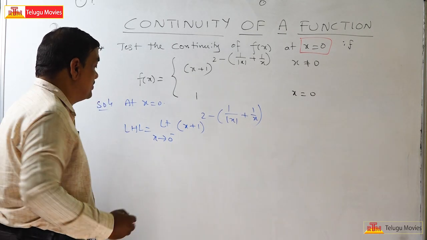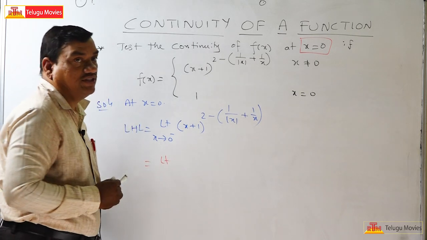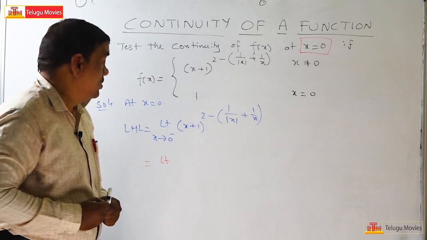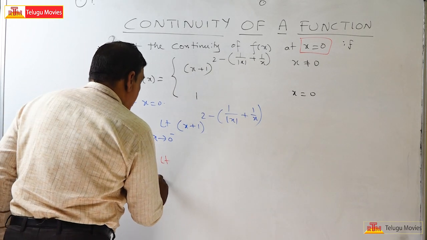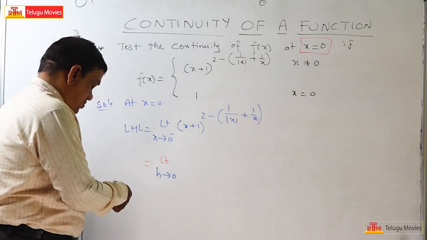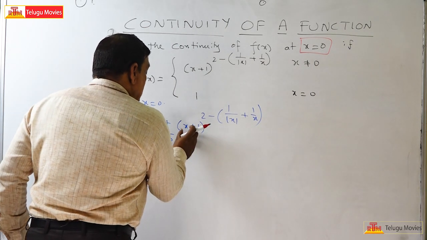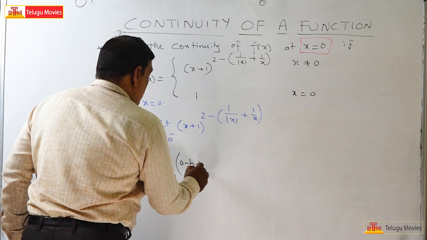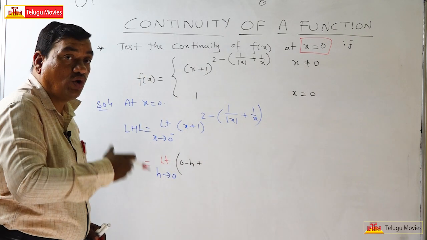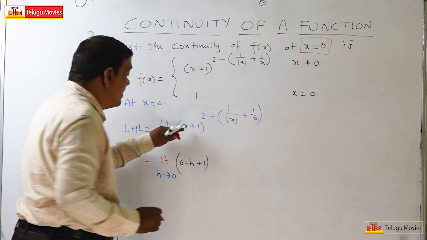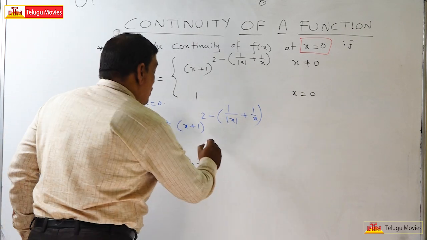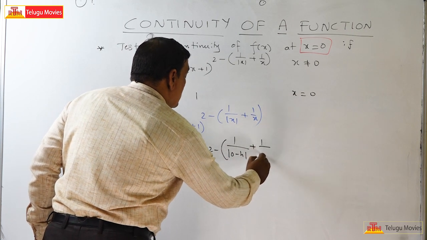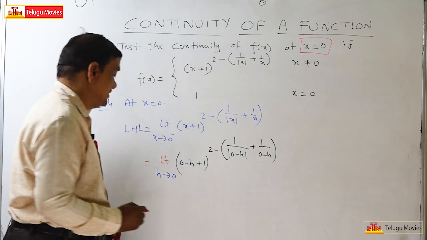Now let us check the function here. Let us convert this problem into h, where h is an infinitesimal, a very small value, as we already discussed. So as x tends to 0 minus, h tends to 0. In place of x, we will write 0 minus h, wherever x is there. So we get (0 minus h plus 1) to the power of 2 minus 1 by modulus of 0 minus h plus 1 by 0 minus h.